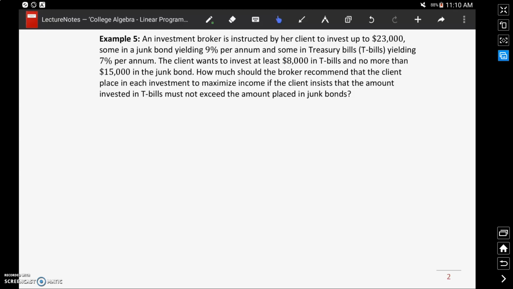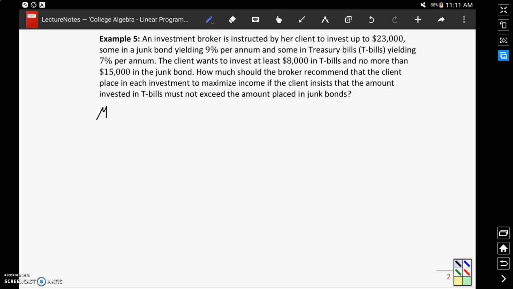In example 5 and 6, we want to apply this idea of linear programming again. For example 5, we have an investment broker who's instructed to invest up to $23,000 in a junk bond yielding 9% and in treasury bills yielding 7%. The client wants to invest at least $8,000 in treasury bills and no more than $15,000 in the junk bond. How much should they recommend that the client place in each investment to maximize income?